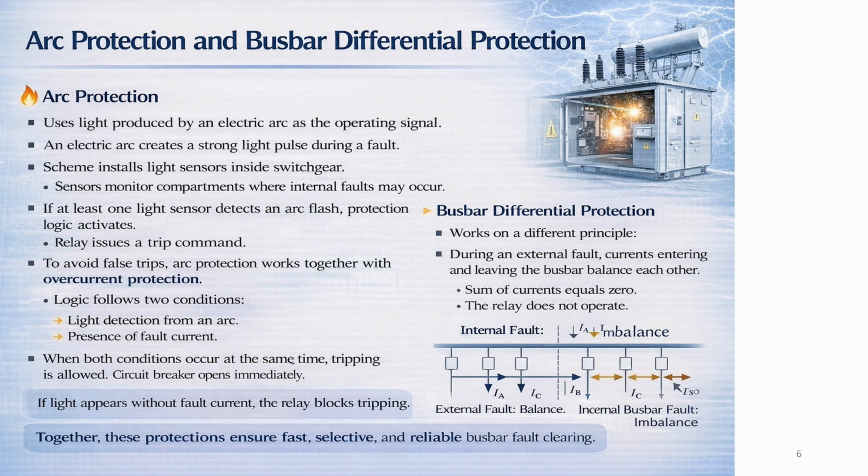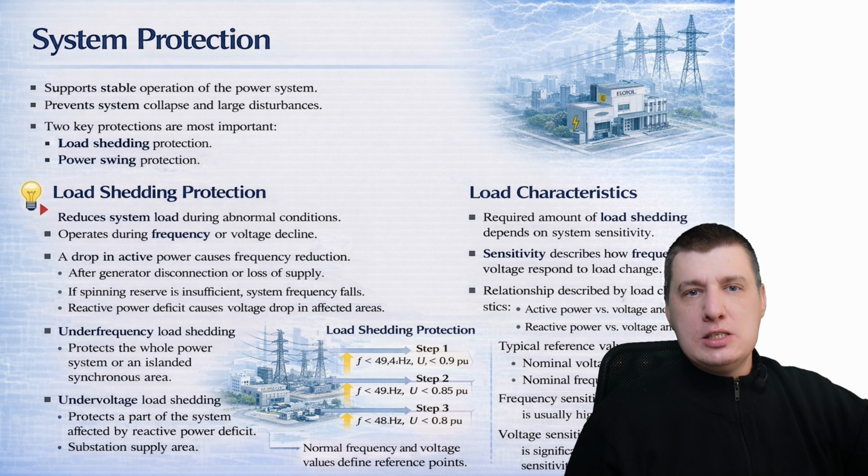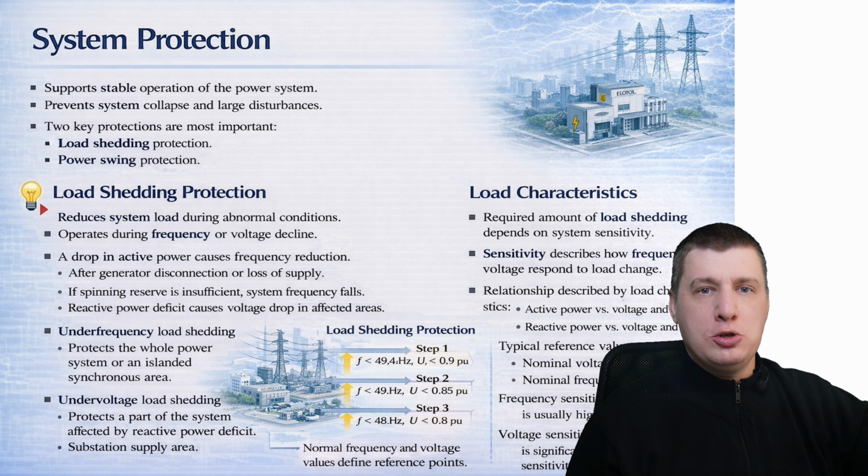Arc protection provides very fast fault clearing. Differential protection provides high selectivity. Together, these protections ensure fast, selective, and reliable busbar fault clearing. System protection supports stable operation of the power system. Its goal is to prevent system collapse and large disturbances.